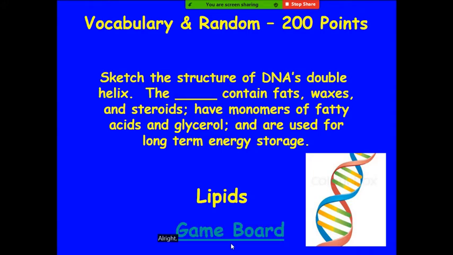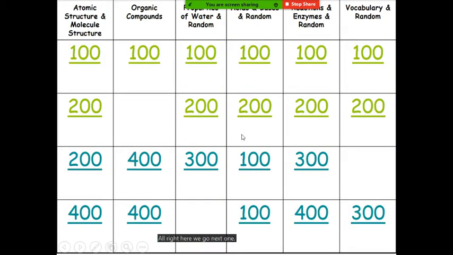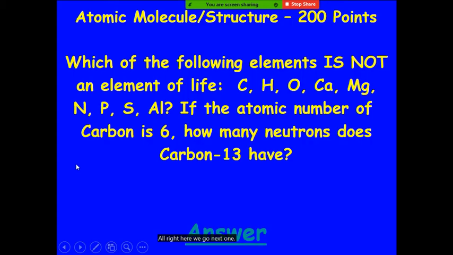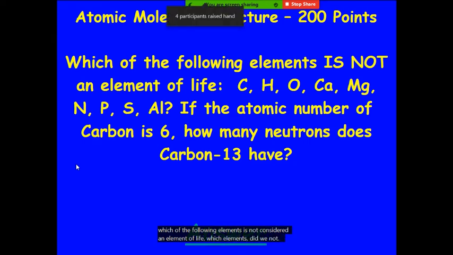All right, here we go. Next one. Which of the following elements is not considered an element of life? Which elements did we not talk about in the organic molecule lab? Which elements did we not cover in the 2-3 class notes? If the atomic number of carbon is 6, how many neutrons does carbon 13 have?